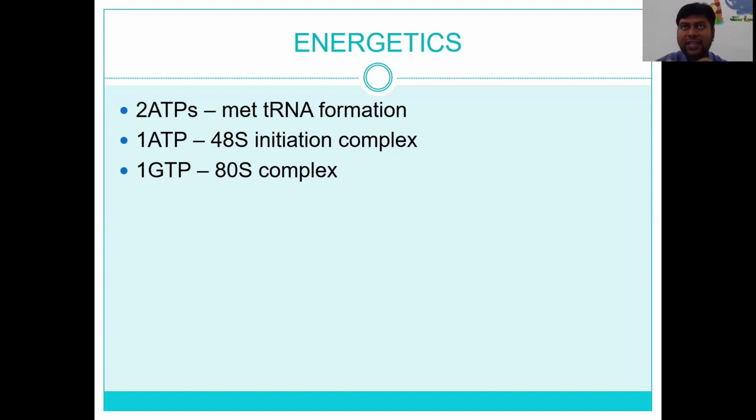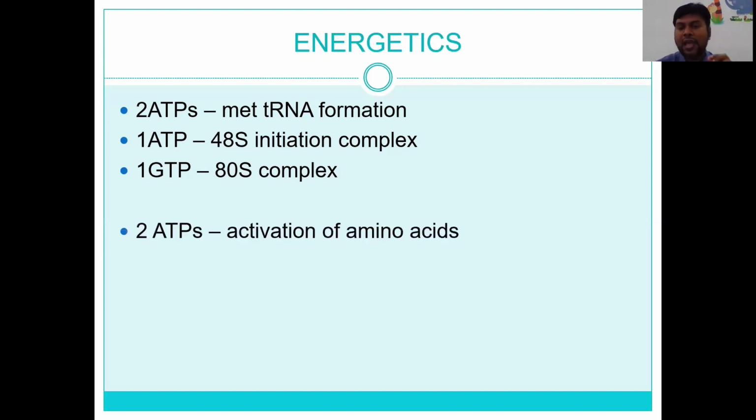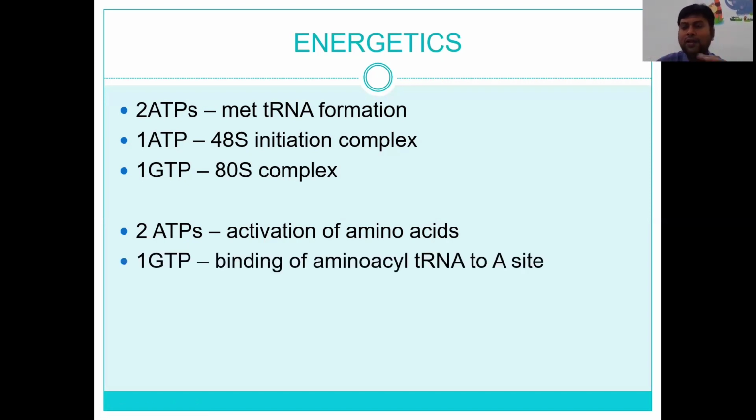Before that, first we should form the amino acyl tRNA. For activating the amino acid and forming the amino acyl tRNA, we invest 2 high energy phosphates. Once the amino acyl tRNA is formed, for it to come and bind at the A site, we utilize 1 GTP. Then peptide bond formation doesn't involve any GTP, whereas translocation again consumes 1 GTP.